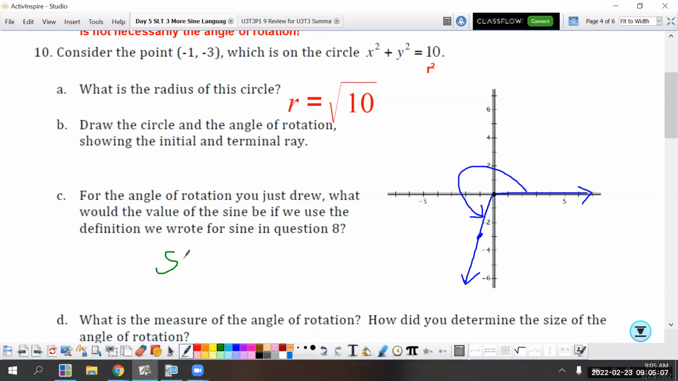What is sine of theta? Okay, sine of theta, what would that fraction be? What is the y over the r? You should have -3 over root 10. I think of this triangle. Here's my -3. The radius here is root 10.